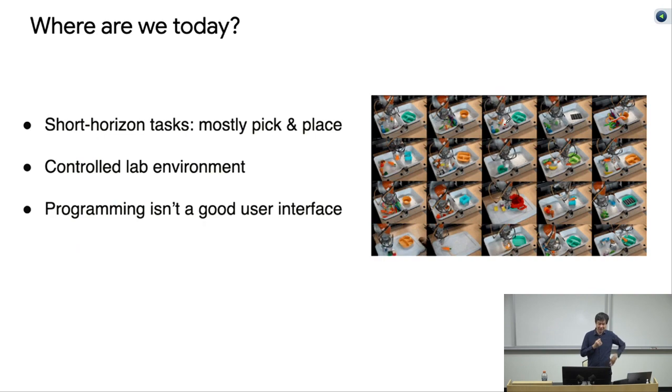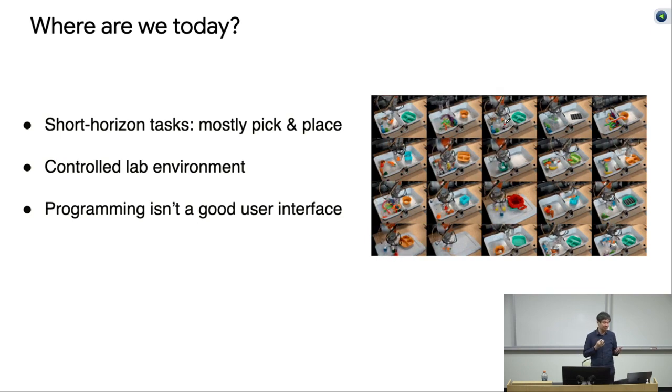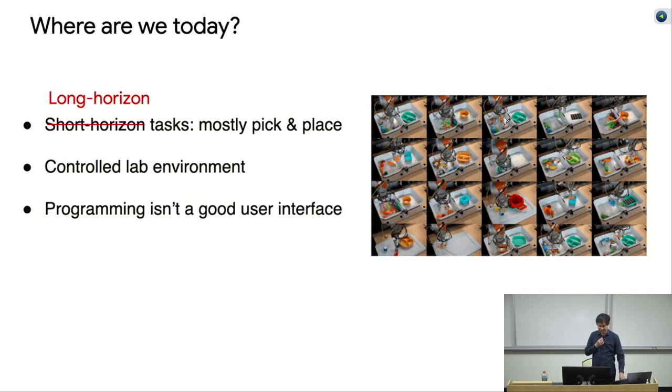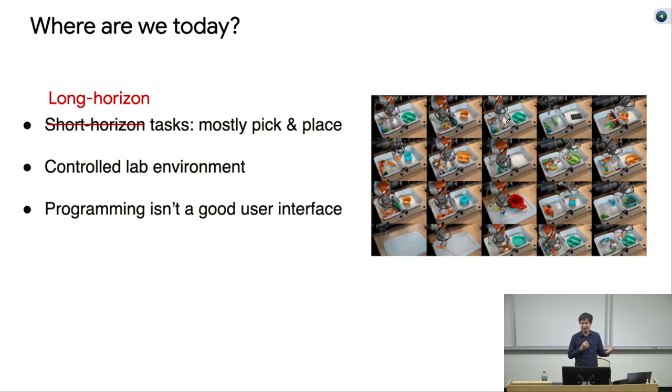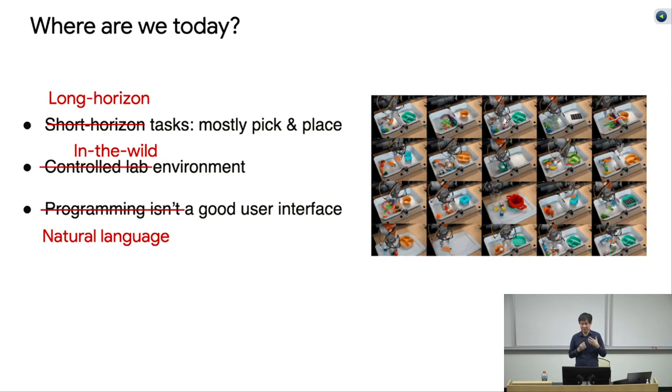Obviously not. In the lab, we focus mostly on short horizon tasks, such as pick and place. On the right, you see a typical setup we use at Google DeepMind to train these robots. It's in a very controlled lab environment. A lot of engineers and scientists are writing C++ and Python to program these robots. Where we want to be is long horizon tasks. Making a coffee often consists of a dozen or even more short primitive actions. We want it to be in the wild. It should enter my home and do things in an unstructured environment. And any user should be able to use natural language to communicate with these robots.